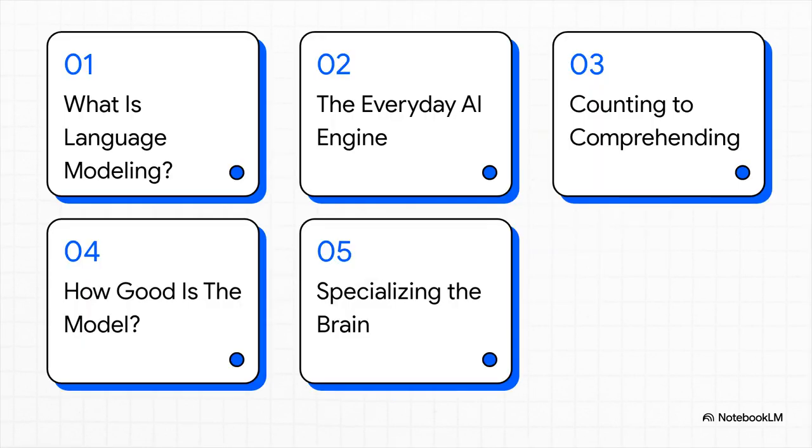So here's our game plan for this explainer. First, we'll pull back the curtain on what language modeling actually is. Then, we'll uncover all the places it's hiding in plain sight. After that, we'll jump in a time machine to see how we went from simply counting words to truly comprehending them, figure out how we grade these things, and finally, we'll see how these AI superbrains can become specialists.